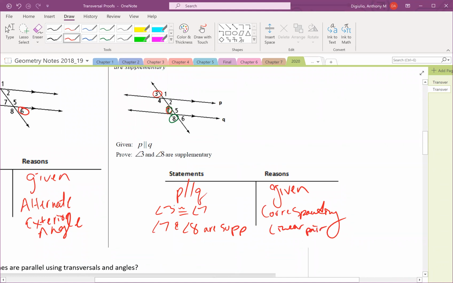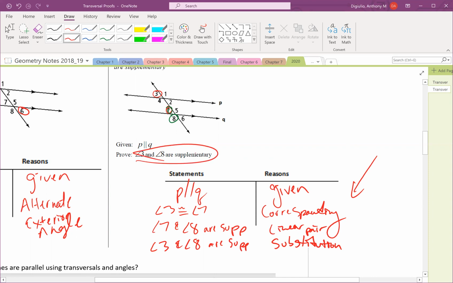And then last but not least, if I know that angle 3 is congruent to angle 7, and angles 7 and 8 are supplementary, I can substitute that in. Angle 3 and angle 8 are supplementary due to the substitution property. So a lot of what we can do is use the relationships that we know between these angles as our reasoning over here to help us draw our final conclusion and get this statement that we're trying to prove.